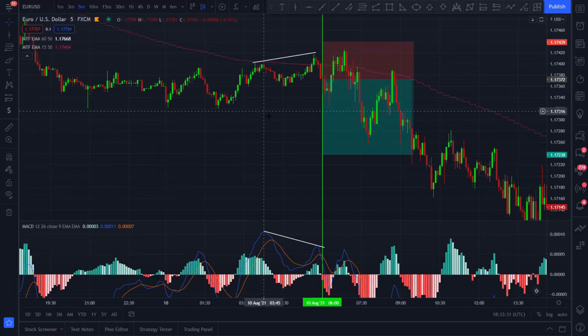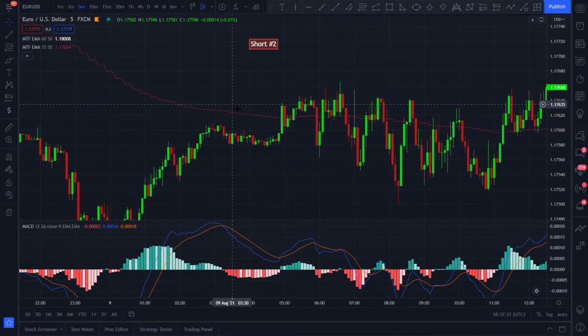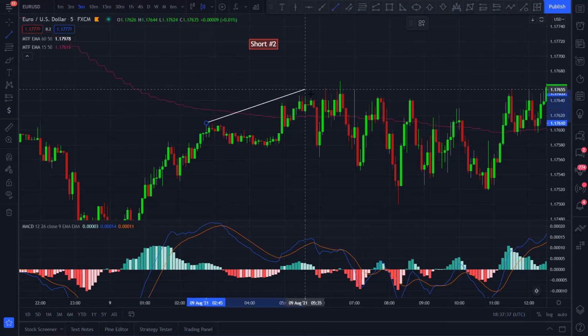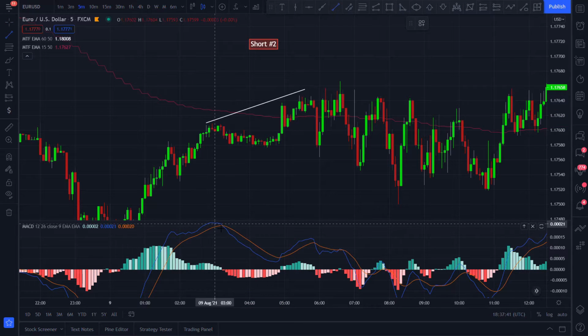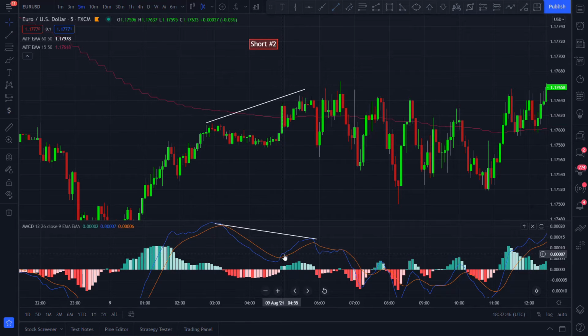Now let me show you a few more examples of a long and a short position so you can fully understand how divergence works. Here is another short example. You can see we are creating higher highs on the price, but at the same time we are creating a lower high on the MACD. So we had a cross down, a cross up, and the next cross down. Our entry point is going to be on this candle.